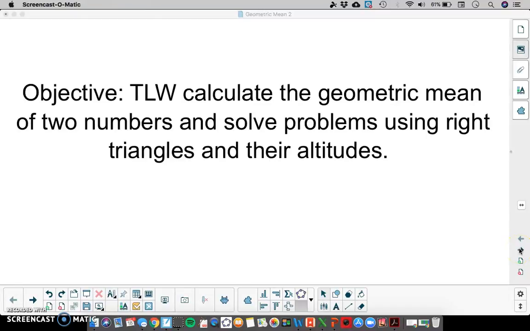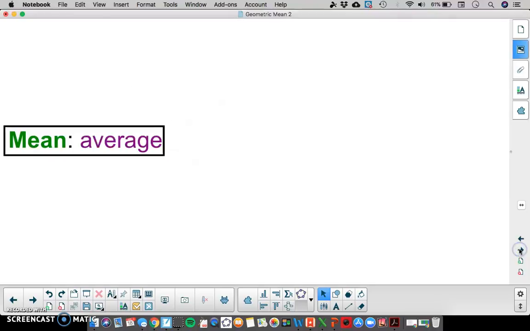In this video, the learner will calculate the geometric mean of two numbers and solve problems using right triangles and their altitudes. Think back to when you've talked about that word mean. It means average. There are actually different types of averages that you can take for a set of numbers. We're going to talk about the difference between two of those.